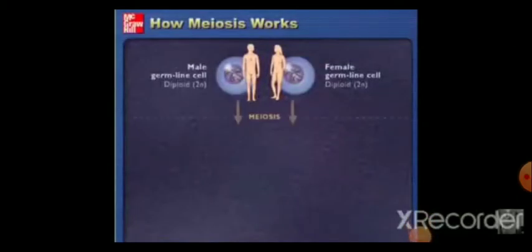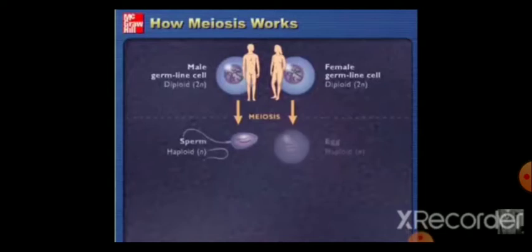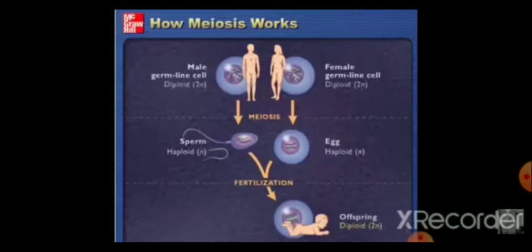Meiosis is the process that results in the formation of sperm cells and egg cells. The cells that will undergo meiosis are typically found in the testes and ovaries of males and females, respectively. These germline cells are diploid, having two sets of chromosomes, but will undergo meiosis to produce haploid cells having one set of chromosomes. During fertilization, these haploid cells fuse to form a diploid offspring.